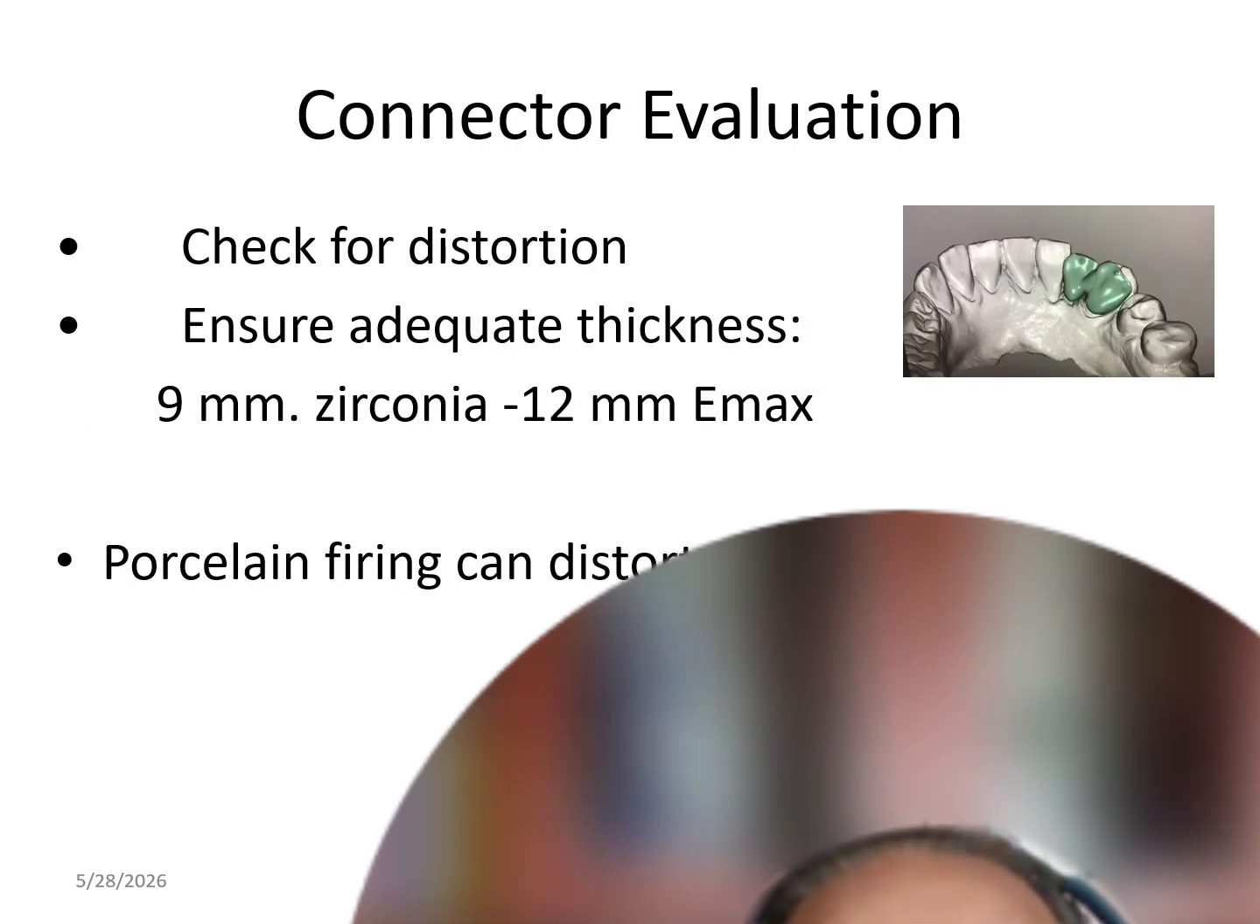Of course, we should check the connector, the thickness of the connector, especially if you are fabricating these minimal preparation bridges made out of zirconia, especially when they are cantilever design. It's better to have a thickness of 12 millimeters between the connector or between the pontic and the retainer.